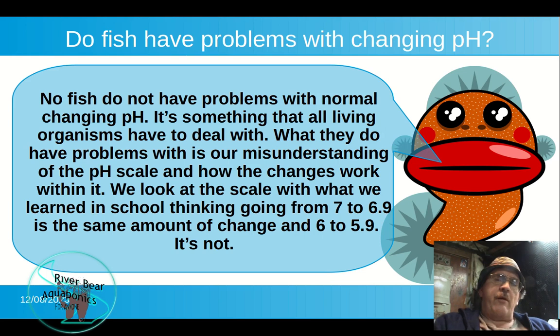Do fish have problems with changing pH? And the answer is no, fish do not have problems with changing pH. What fish have problems with are 2 things. One is a rapidly changing pH, and 2, a rapidly changing pH because we don't understand how our scale works. It's really easy to look at these decimal points and think, well, those changes are relatively small, but they're not.